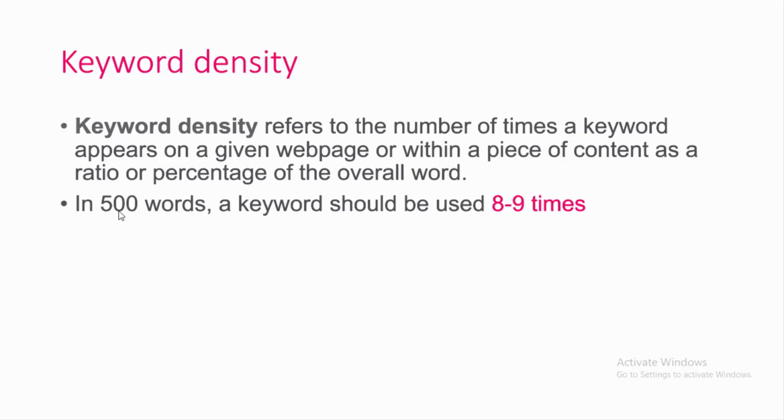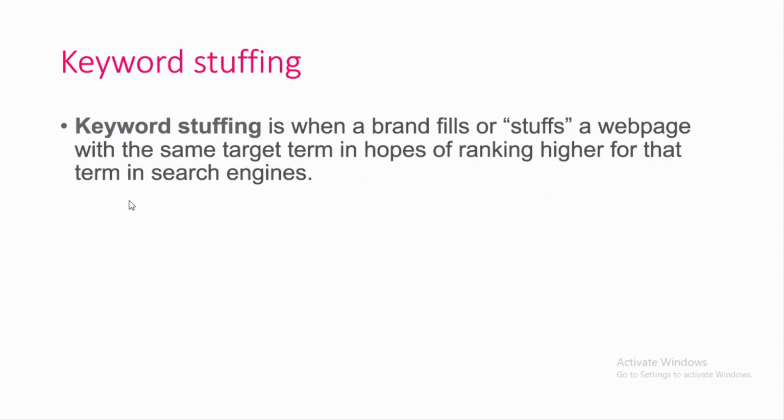So the number of times a keyword appears on a web page or in a content is its keyword density. Normally in 500 words a keyword should appear 8 to 9 times, right? So that's the ideal keyword density for 500 words, and you can calculate it for 1000 words and 1500 words respectively, right?